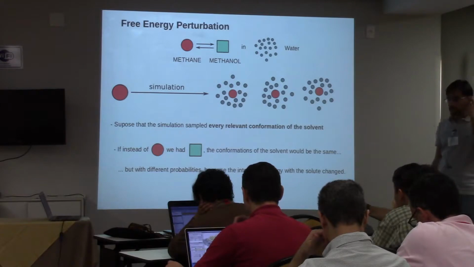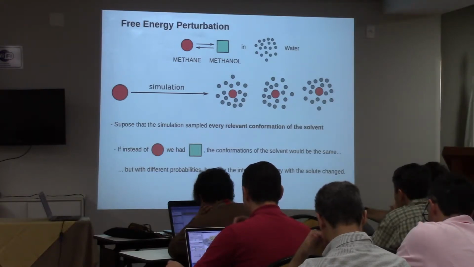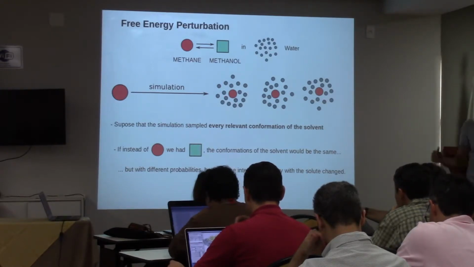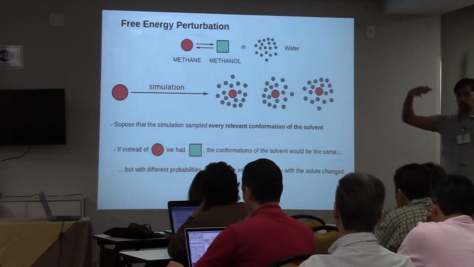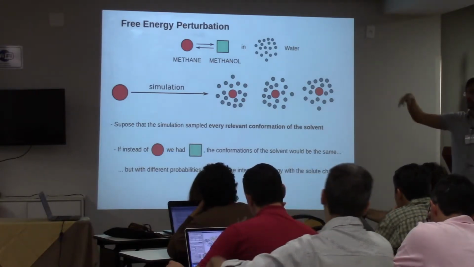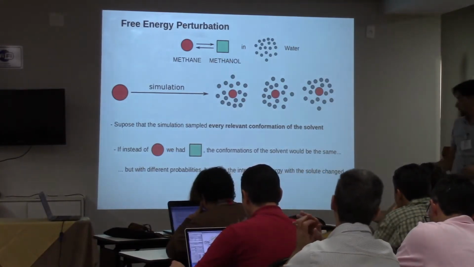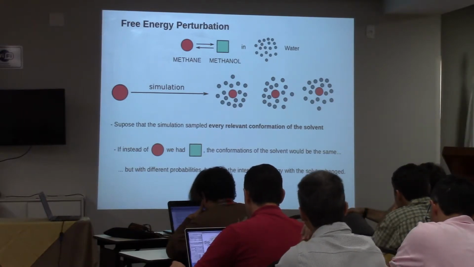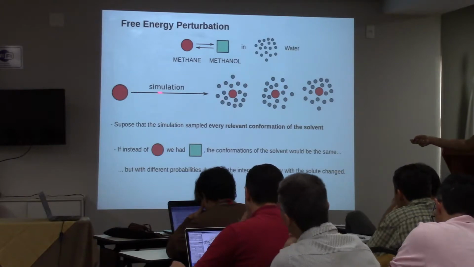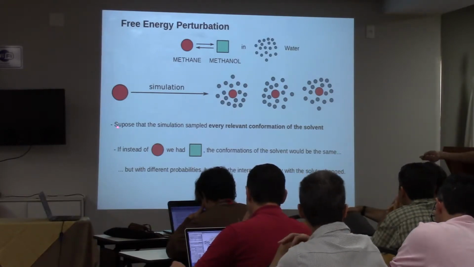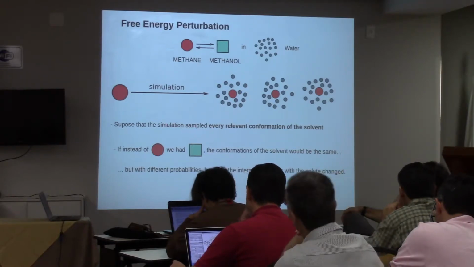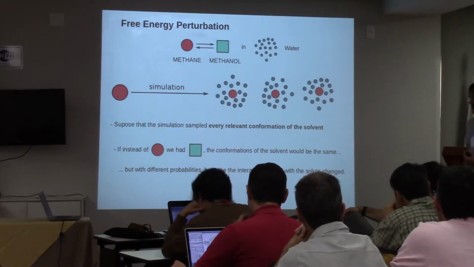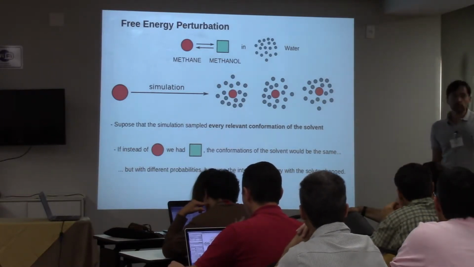So what is the idea in the free energy perturbation method? First, we start a simulation with the red ball in water, which might be a methane molecule or anything else, and the system will evolve. Naturally, all conformations will be sampled, the solvent will be moving, and we do the simulation long enough that we think it sampled every relevant conformation of the solvent. There are some configurations which will be very unlikely.